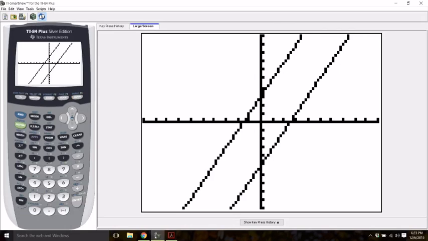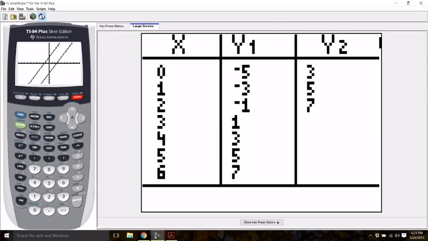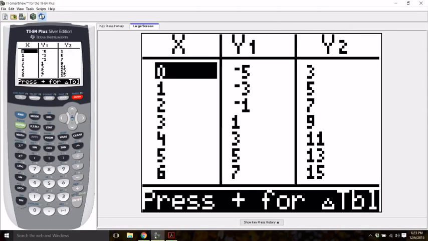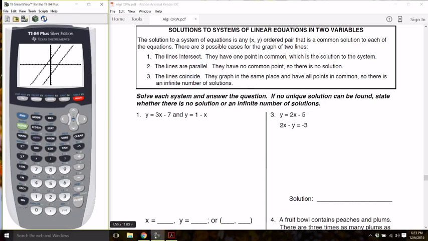You can also go to the table by hitting second graph, and you would be looking for where the y1 values equaled the y2 values. And I could scroll up and down in this table and I'm never going to have any that are the same because these lines are parallel. So going back to my paper, since I know that these lines are parallel, that means that there is no solution to this system. That means that they never intersect, they have no point in common. So that's no solution.